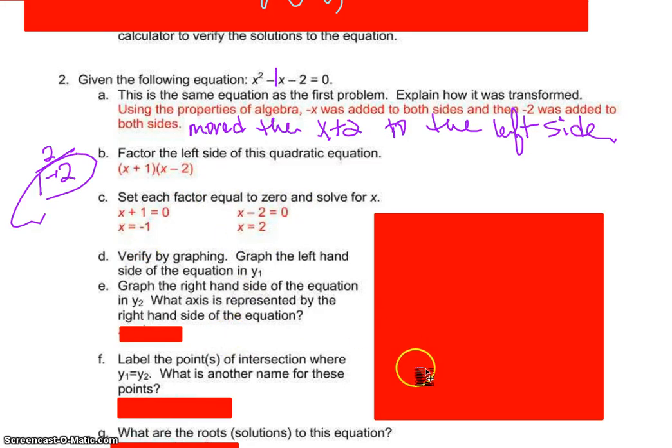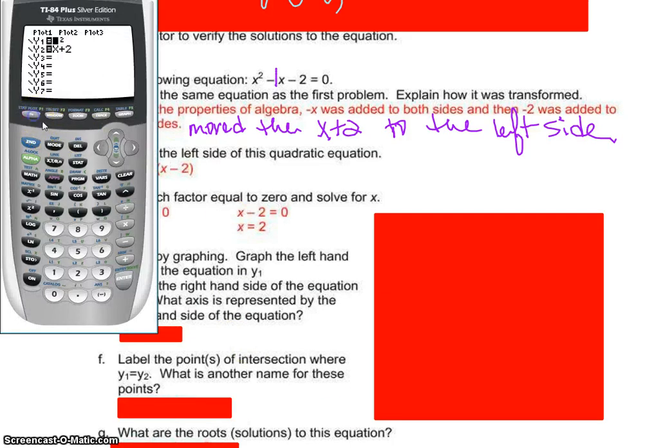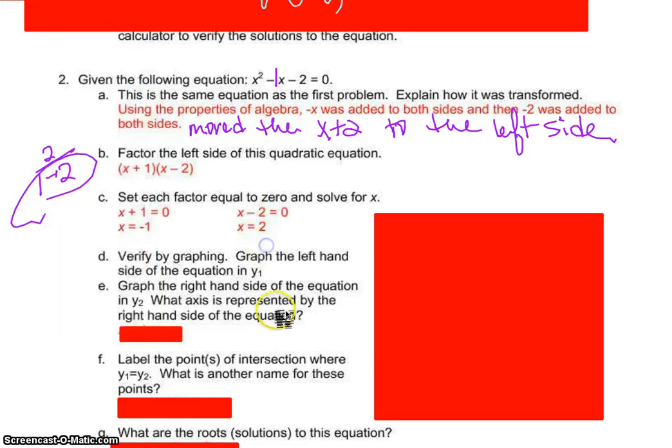Verify by graphing. They want you to graph the left hand in y1, the right hand in y2. This is what we did previous lessons. y1 is now x squared minus x minus 2. y2 is now 0. You can look at your graph and see where they cross, or you can do your second calc 5. Enter, enter, enter. One intersection is -1. Second calc 5. Go over to the other place it crosses the x-axis. Enter, enter, enter. And the other solution is 2.